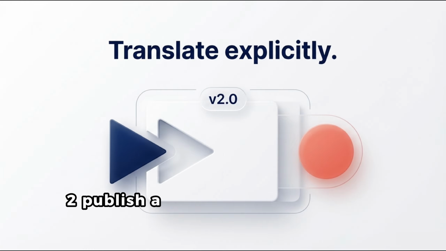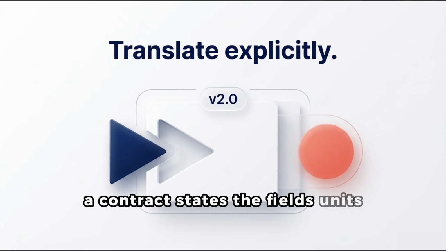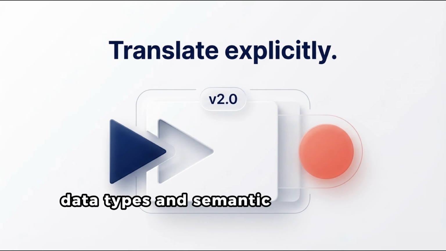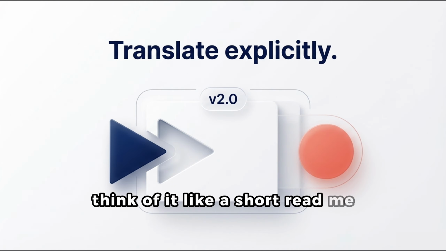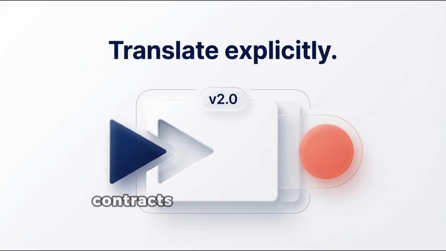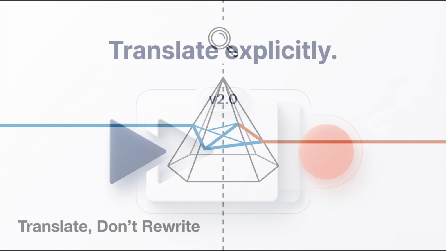2. Publish a contract at the boundary. A contract states the fields, units, data types, and semantic expectations, plus who owns them. Think of it like a short README that travels with the data. Contracts reduce idle guessing.